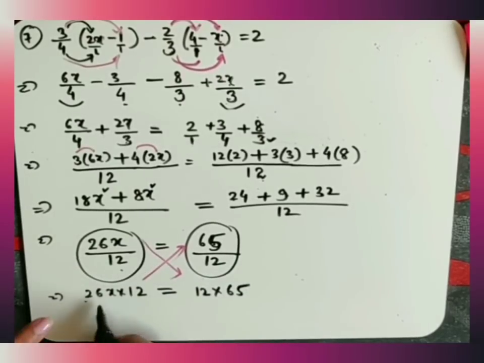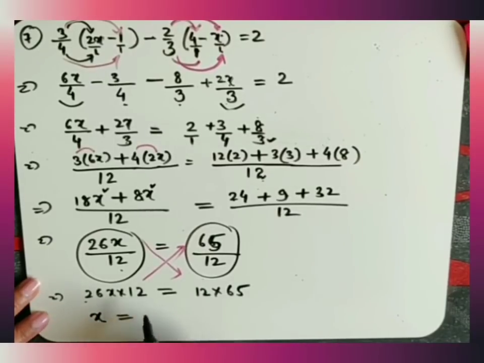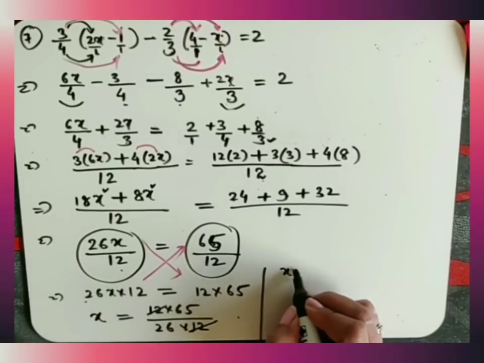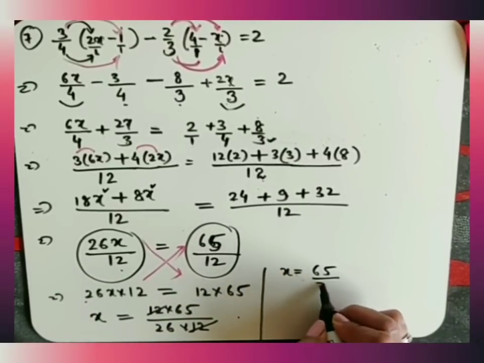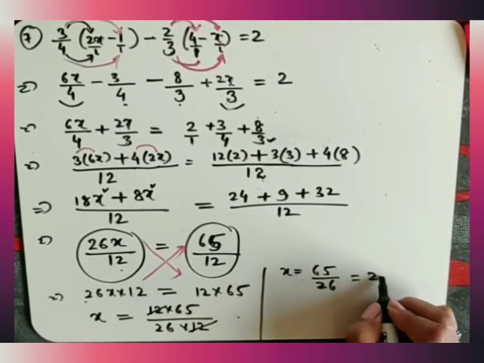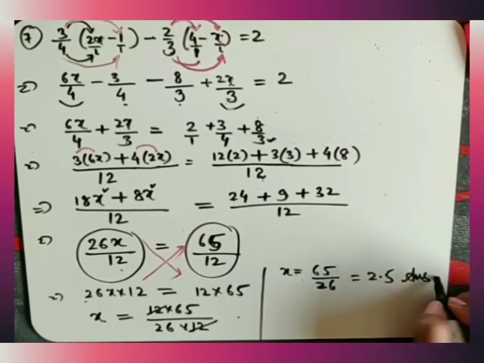So as all is multiplied here, write x only on this side, and after the equal sign write down 12 multiplied by 65, and all the numbers will come underneath, that will be 26 multiplied by 12. Now we can cancel, 12 and 12 cancel. So what we got here, x equal to 65 over 26. When you calculate this, you will get 2.5. That will be your answer.